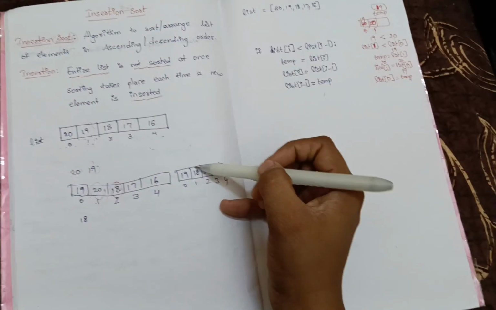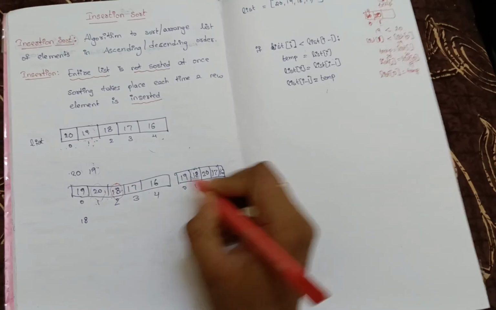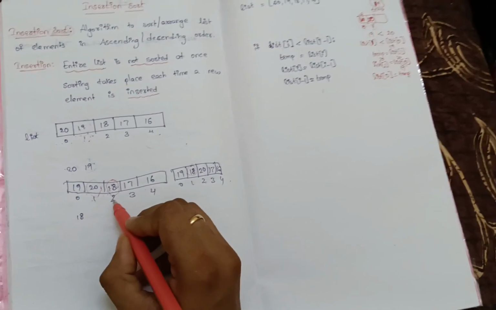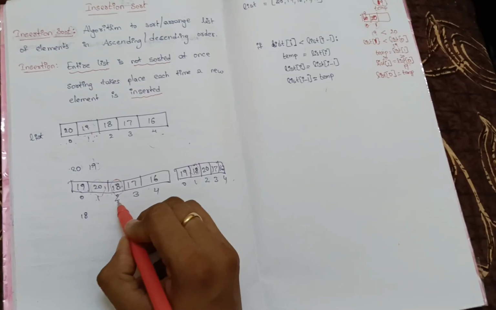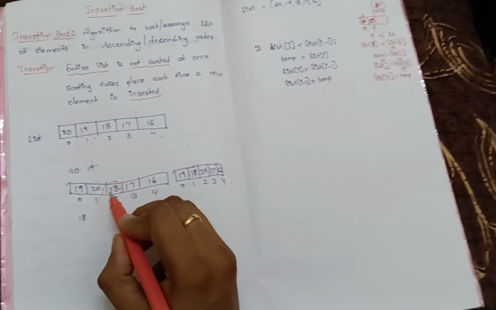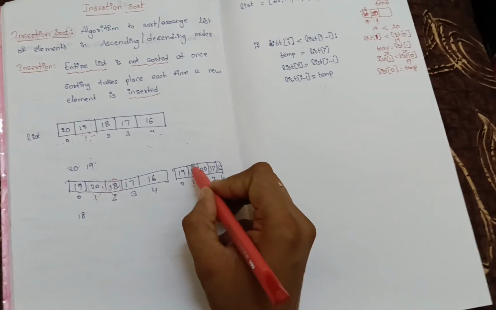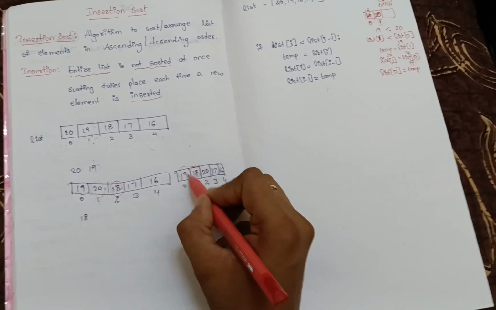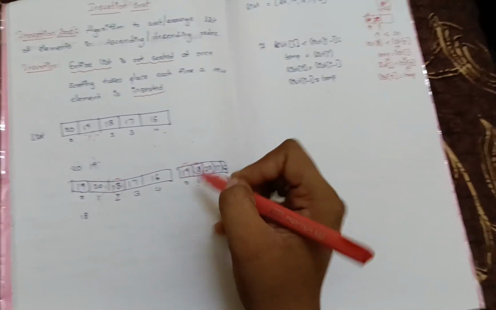Then we have to move again to this index. From this index, in the previous iteration we did the comparison of 2 with 1. Now we have to move to the previous place and compare this value with the preceding value. Then how long do we have to do it?